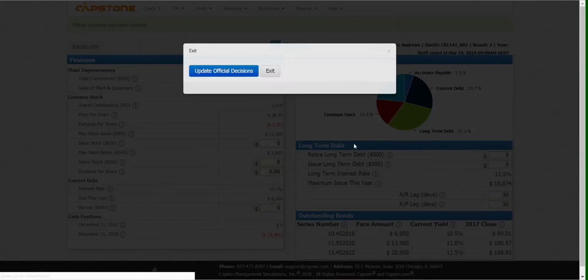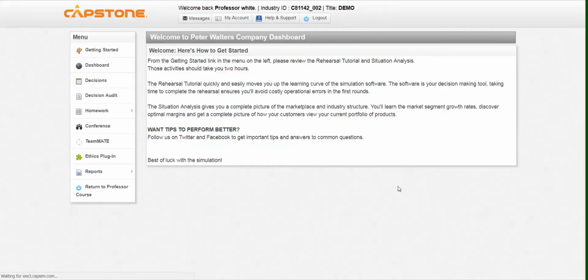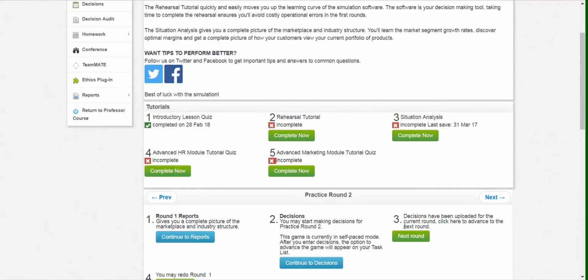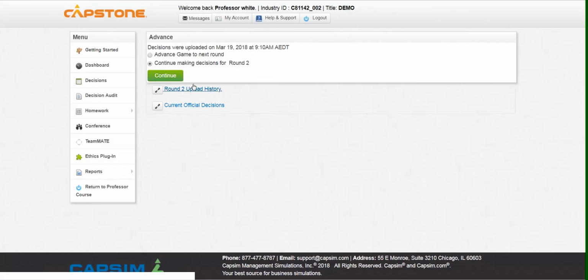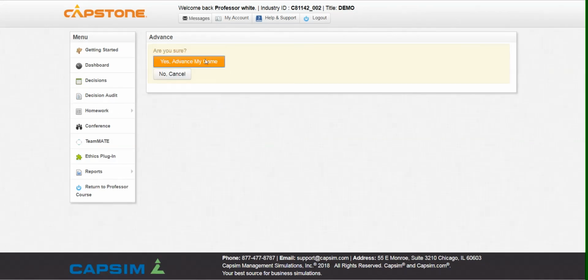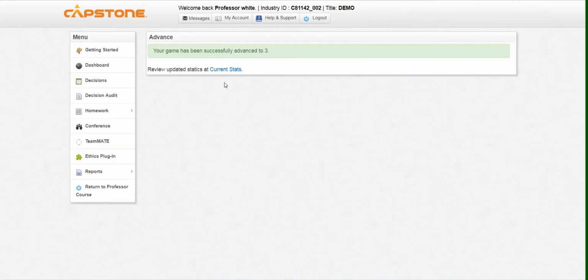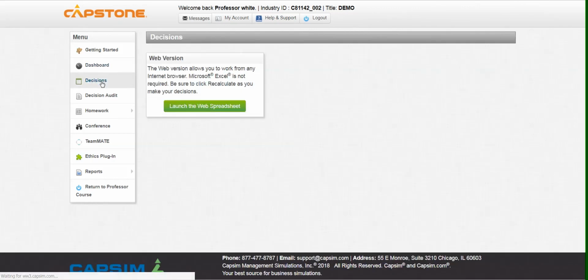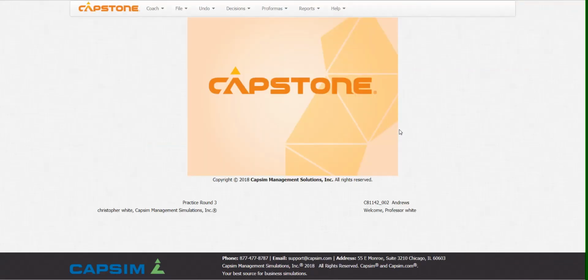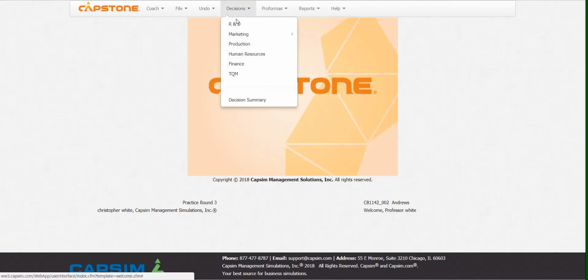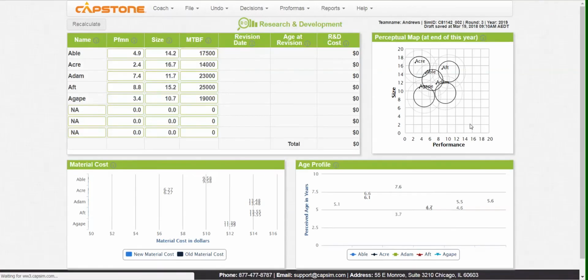Now, we're going to exit. This time we're exiting, and we want to go to the next round. We want to advance the next game, and we go yes, advance. And we'll go across to decisions. Launch the web spreadsheet. Whew, get tired just working my way through this. And we're back at the front page again. So let's go and have a look at what happened.